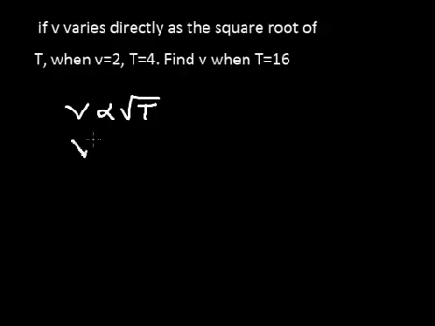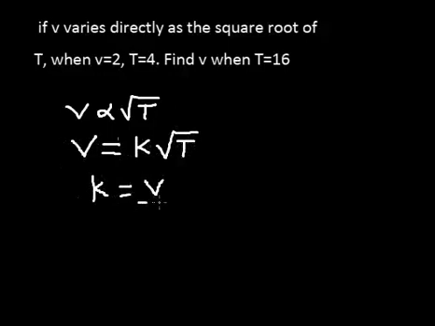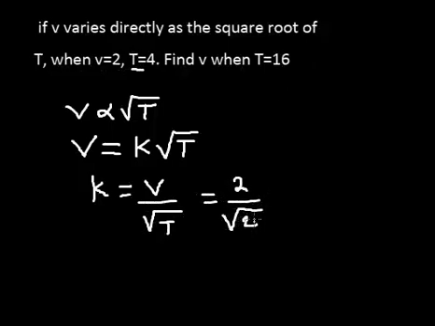So don't forget that I have to introduce a constant. This is going to be equal to k times the square root of t, and of course my k is going to be equal to v divided by the square root of t. We are told that when v is equal to 2, t is equal to 4. That's going to be 2 divided by the square root of 4, which is 2. So that means k is equal to 1. So I've gotten my k.